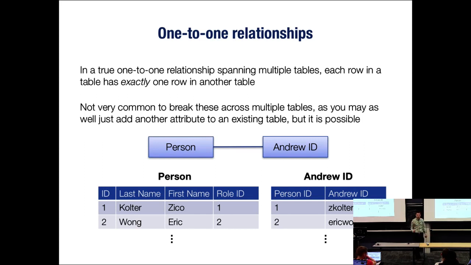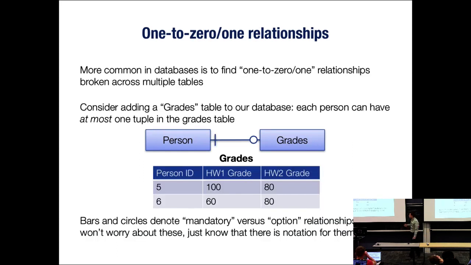The kind you will actually see more often is a 1 to 0-or-1 relationship. So I'll talk now about, and just for this one slide, I'm going to add these little dashes and circles, and we're not going to cover this at all, so don't worry, but these are ways of indicating whether or not the thing is mandatory or optional. So every person can have grades, but doesn't have to.